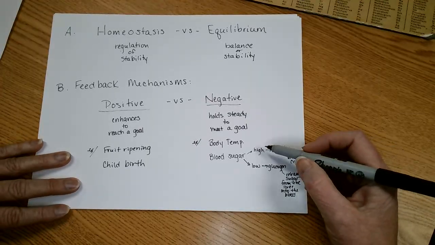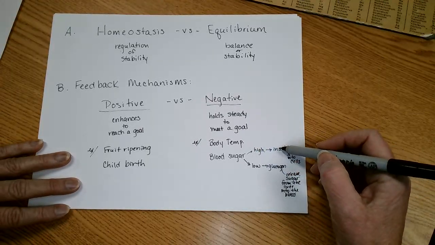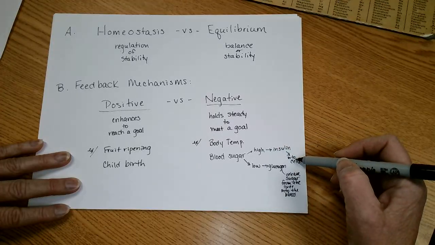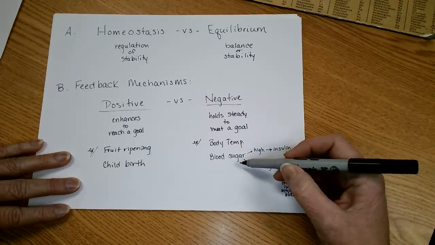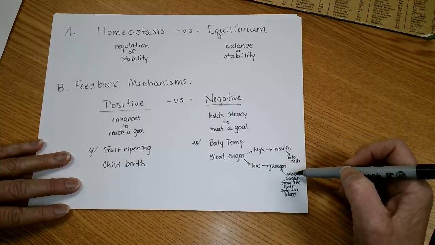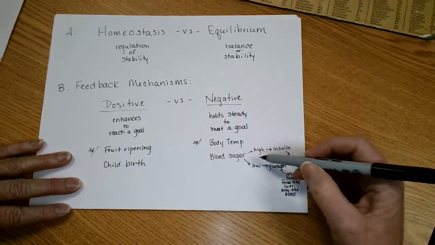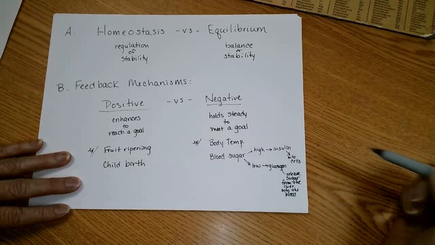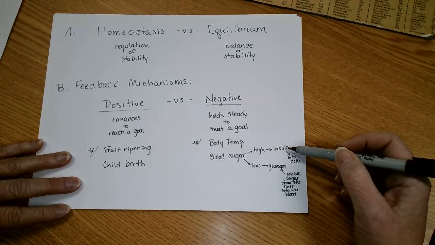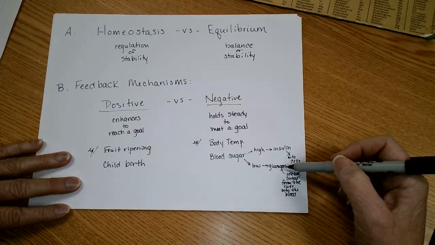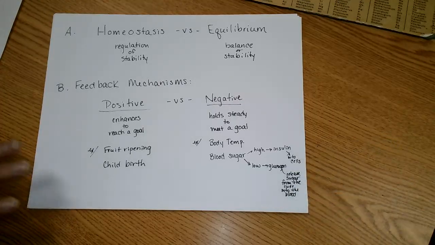Insulin will lower it. So when your sugar is high, insulin will lower it by shoving it into the cells. When your sugar is low, glucagon will release it from the liver to raise it back up so that it maintains a steady level. Okay, and insulin is produced by the pancreas. Glucagon is also produced by the pancreas, but it gets the sugar out of the liver.